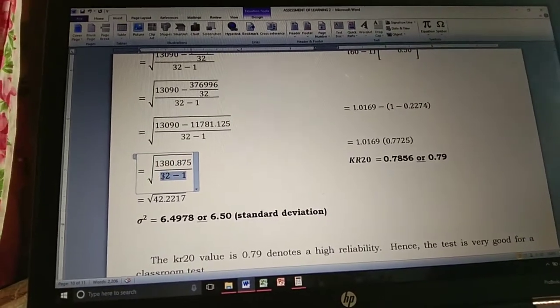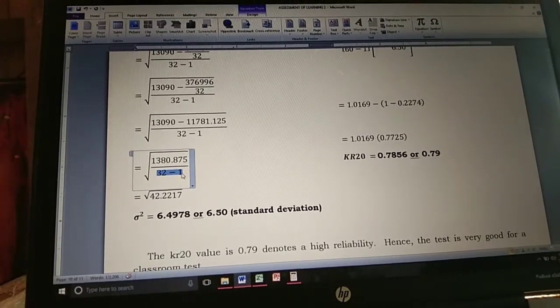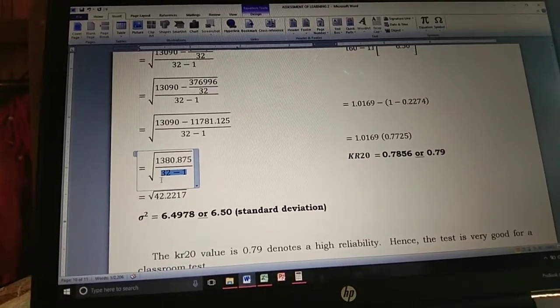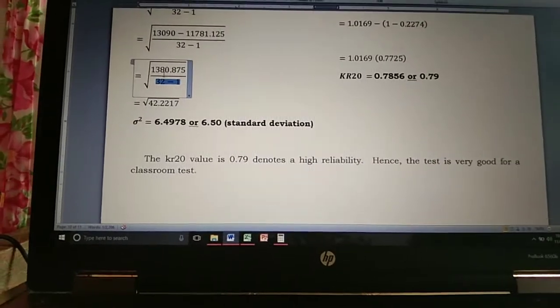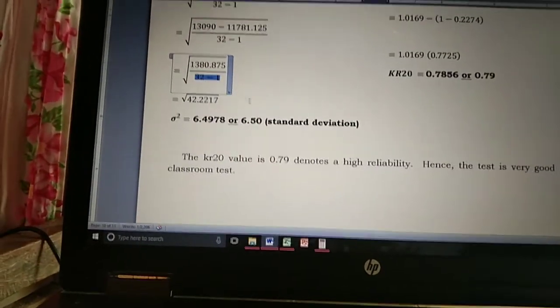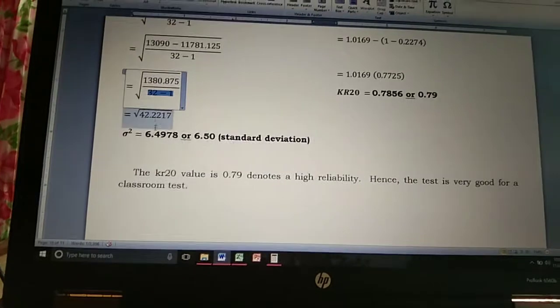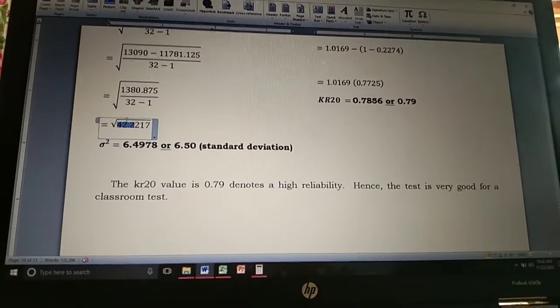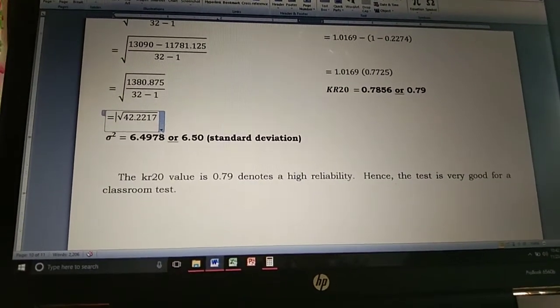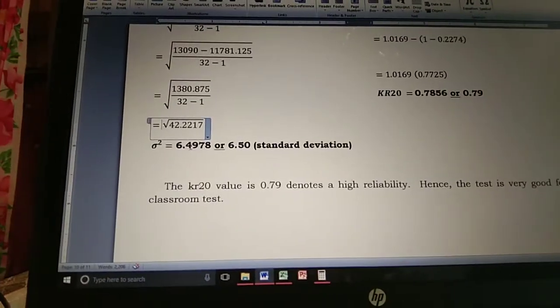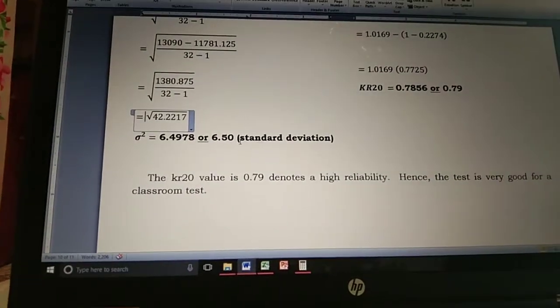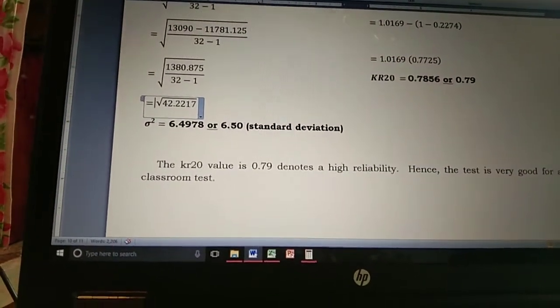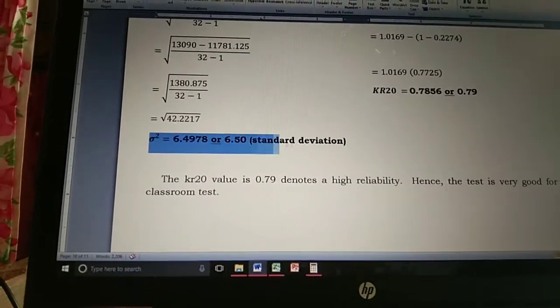Tapos 31 na lang ito, 31. Kasi 32 minus 1 is 31. And 1380.875 divided by 31, we have 42.2217. Tapos gagamitin na natin yung square root. So square root of 42.2217, we have 6.4978 or 6.50. It is our standard deviation. It is the standard deviation.